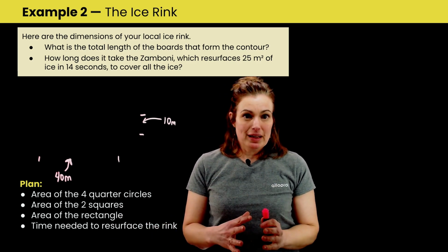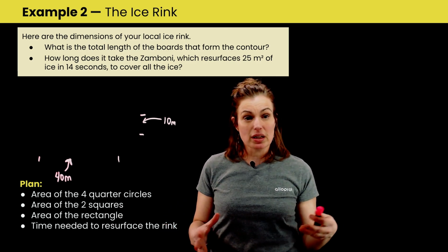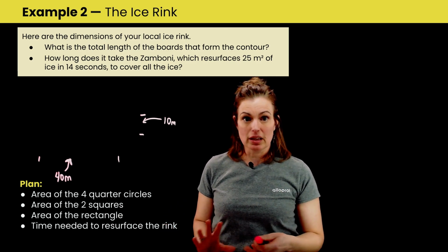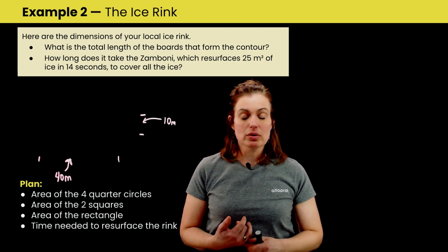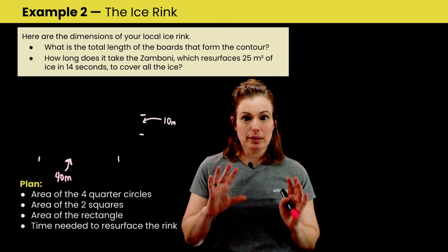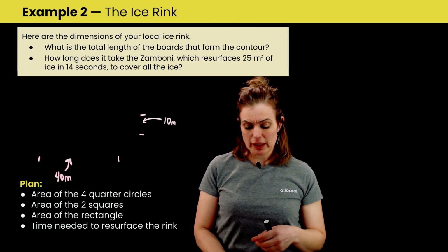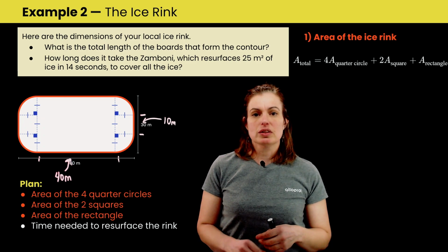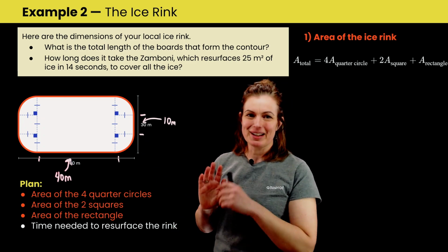And we've got to get a plan going to talk about the surface that the Zamboni is going to cover and how long it's going to take for the Zamboni to do that. So first we've got to look at the area of the 4 quarter circles, also the area of the 2 squares, and the area of that rectangle in the middle. And then we'll take the time needed to resurface the rink into account. So this is what that looks like. And see, I told you I'd be using my numbers again, so that's why I left them up there.